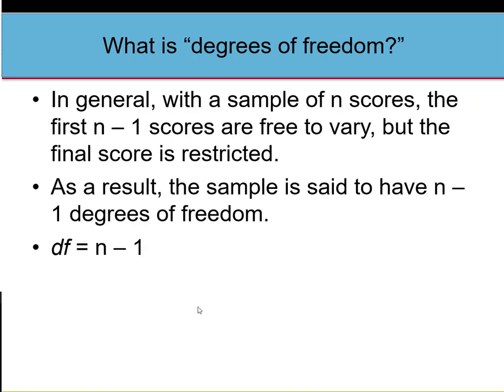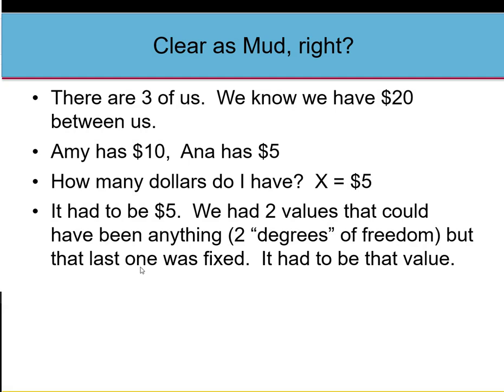Now, what is degrees of freedom? In general, here's the definition that I know doesn't make any sense, but just bear with me. With a sample of n scores, the first n minus 1 scores are free to vary, but the final score is restricted. As a result, the sample is said to have n minus 1 degrees of freedom, and it's written like this. This is important to know. DF stands for degrees of freedom, and that is equal to the sample size take away 1, so n minus 1. Okay, clear as mud.